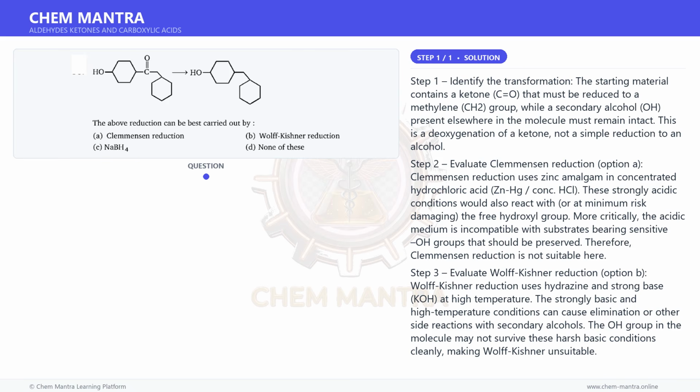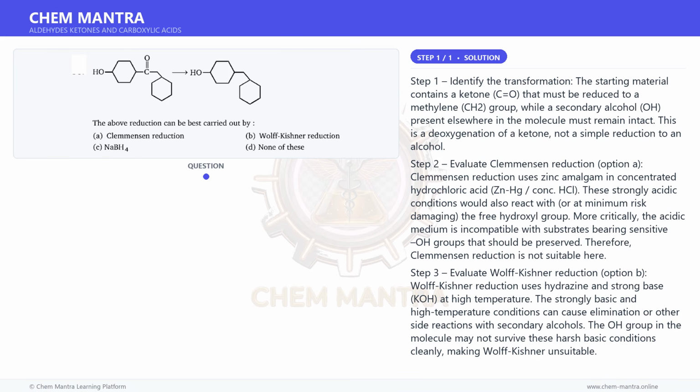Step 3. Evaluate Wolff-Kishner reduction. Option B. Wolff-Kishner reduction uses hydrazine and strong base, KOH, at high temperature. The strongly basic and high temperature conditions can cause elimination or other side reactions with secondary alcohols. The OH group in the molecule may not survive these harsh basic conditions cleanly, making Wolff-Kishner unsuitable.